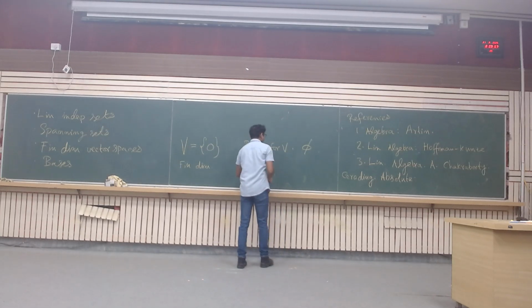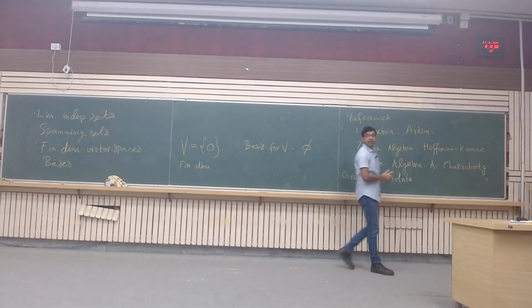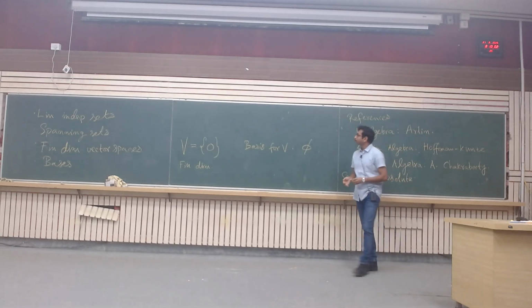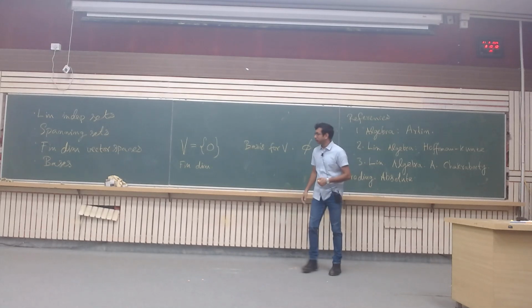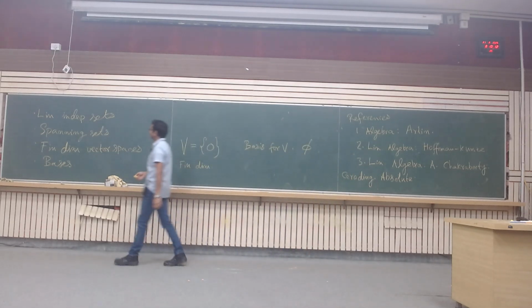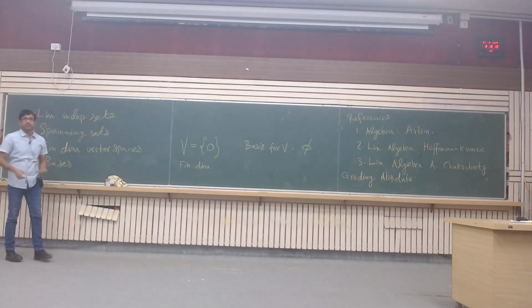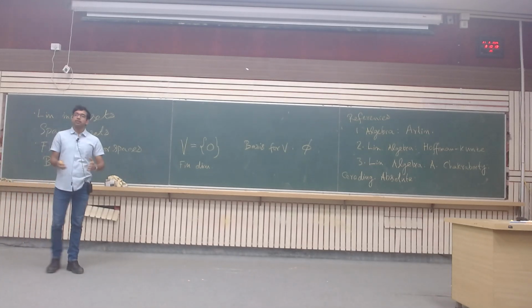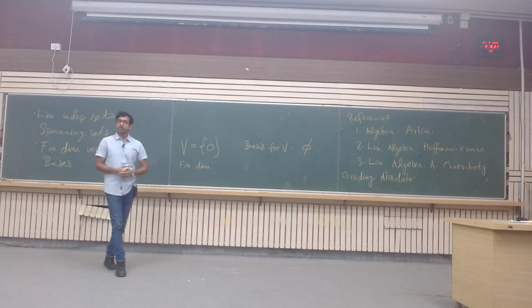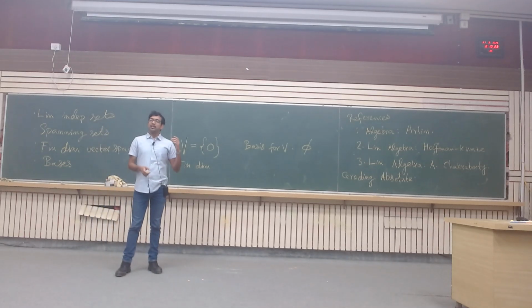So basis for V is an empty set, and do you know why this is? Why we take this convention? Okay, it will be clear soon. Now, linearly independent set. Suppose you have a linearly independent set L, okay, and suppose you throw away some of the elements from that. Does it remain linearly independent?